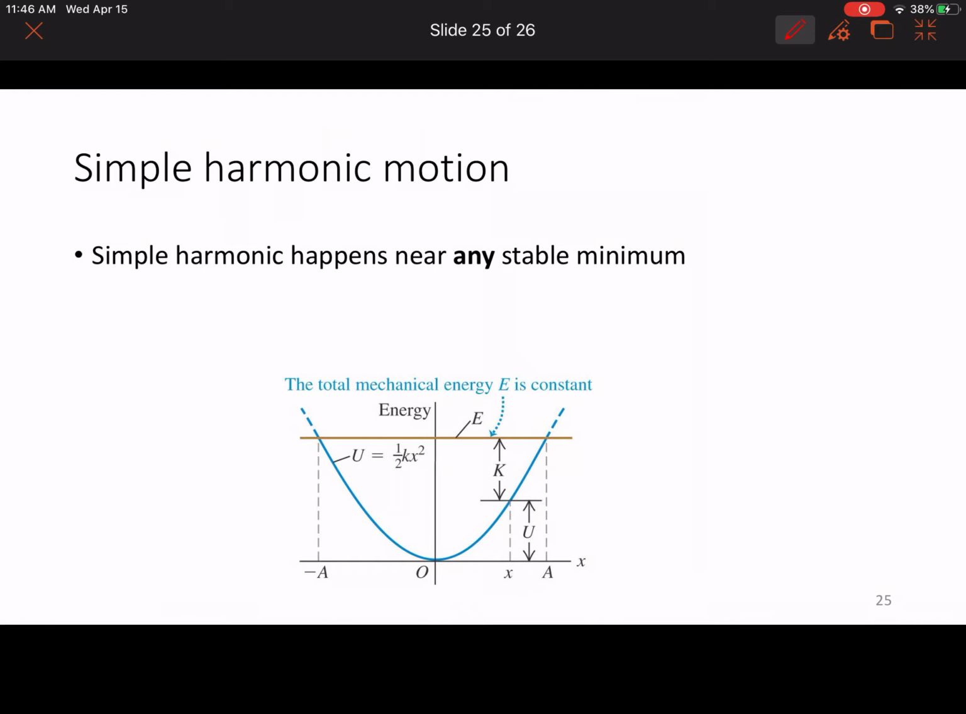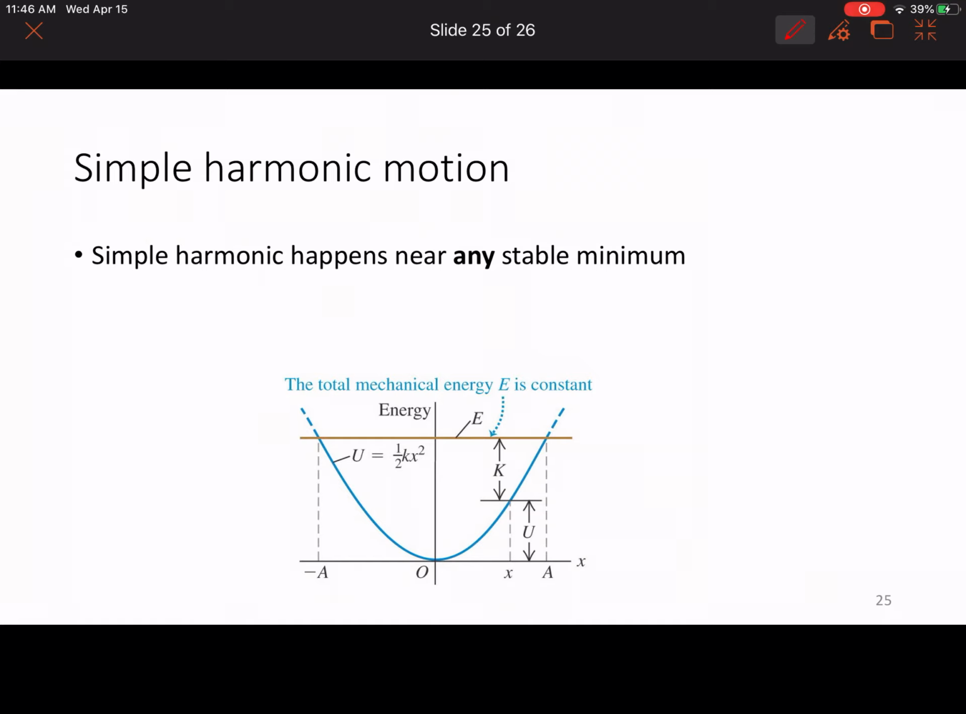I wanted to quickly mention where we're going next. So everything we've solved so far is basically a mass on a spring. But what I started out by telling you is that simple harmonic motion will happen near any stable minima. And you may have noticed that none of the examples I gave were just a mass oscillating on a horizontal spring. I had my oscillating monkey toy or a ball in a bowl. So the key thing there is that it happens near any stable minimum, including that of a spring.